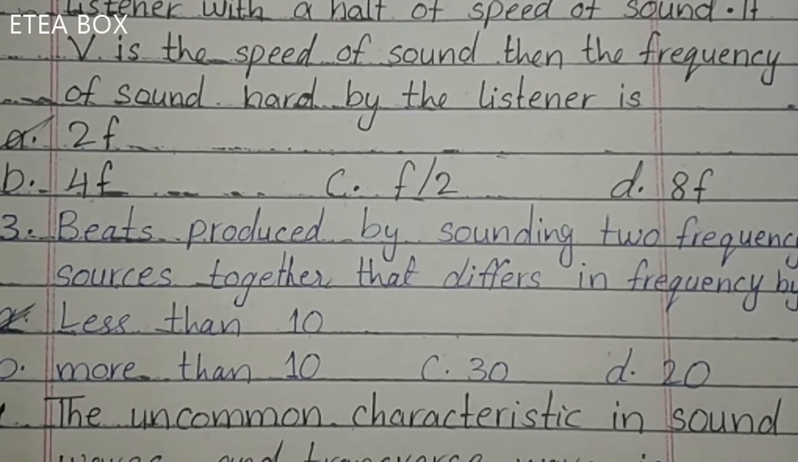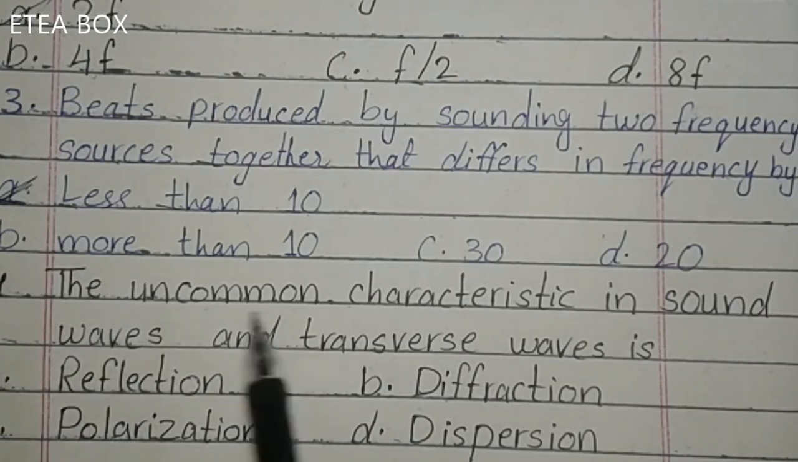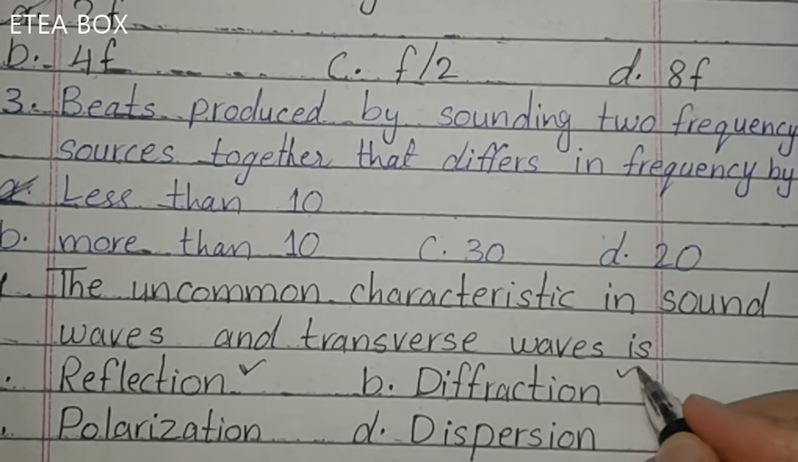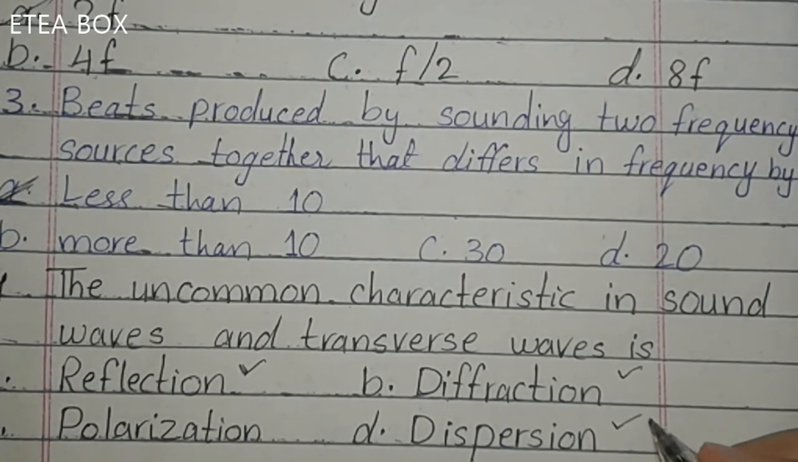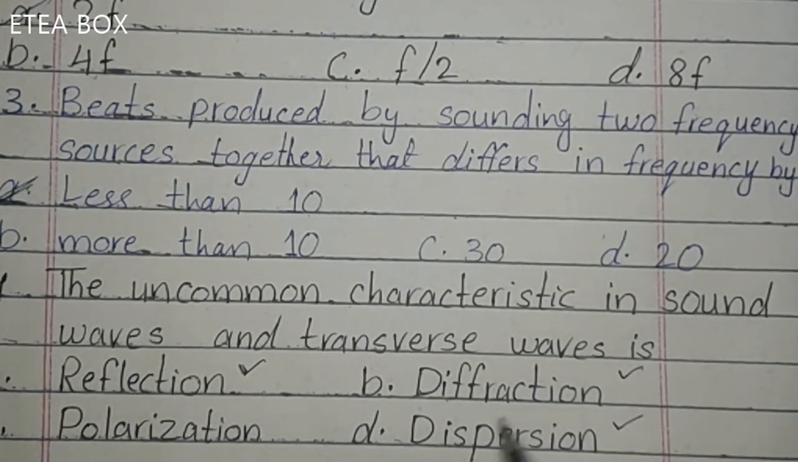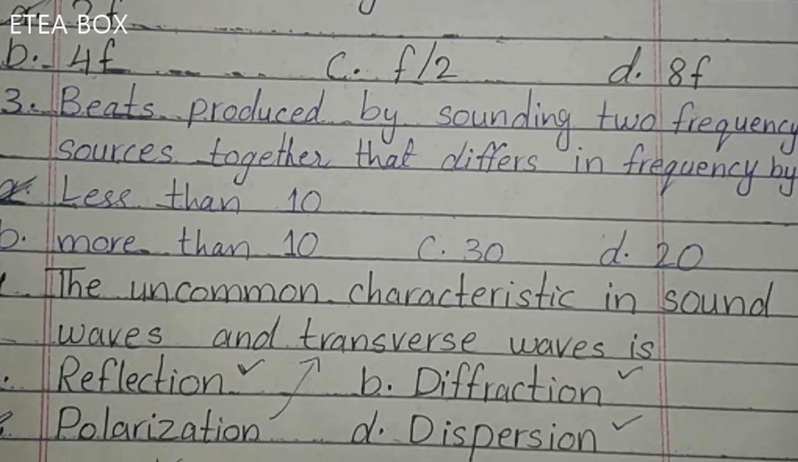Next one: the uncommon characteristic in sound waves and transverse waves. Now look, reflection occurs in both waves, diffraction also occurs in both waves, dispersion also occurs in both waves. Sound is a longitudinal wave, so these three phenomena occur in longitudinal as well as transverse waves. Here polarization is uncommon. Polarization only occurs in transverse waves. In longitudinal waves, polarization does not occur. So here option C is correct.